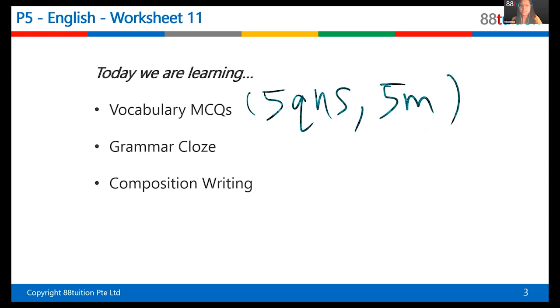So vocabulary, anything to do with vocabulary cloze, vocabulary MCQ is always 5 blanks or 5 fill in the MCQ. 5 questions, 5 marks, 1 mark each.